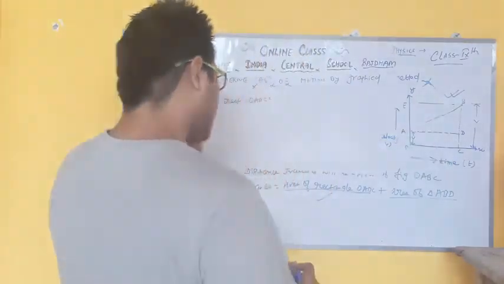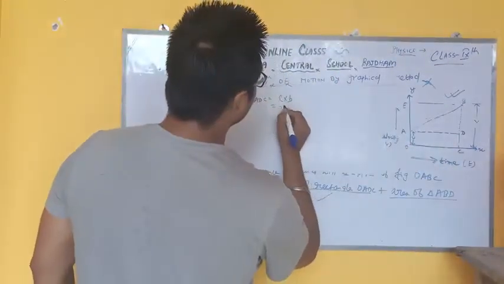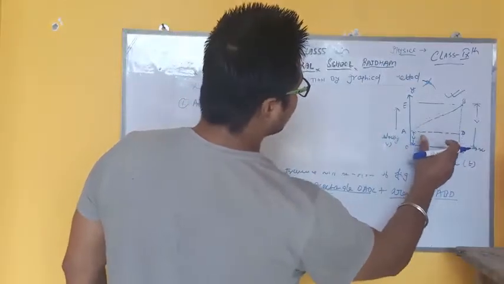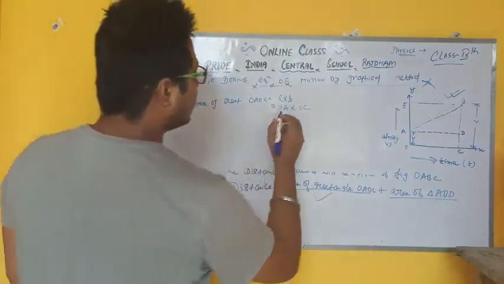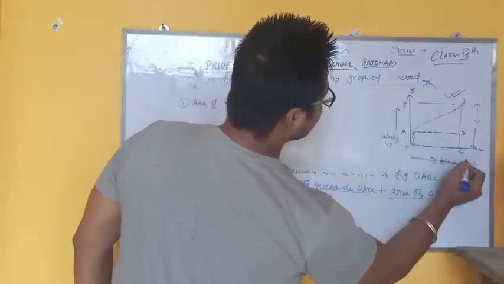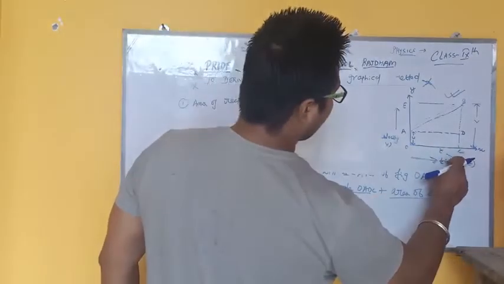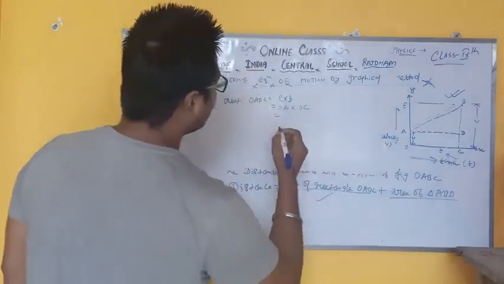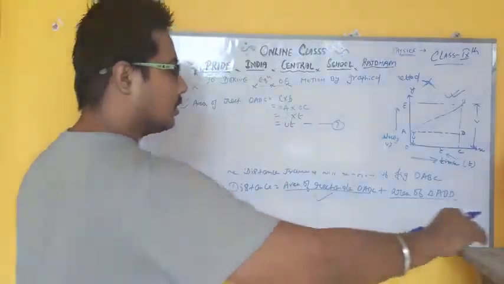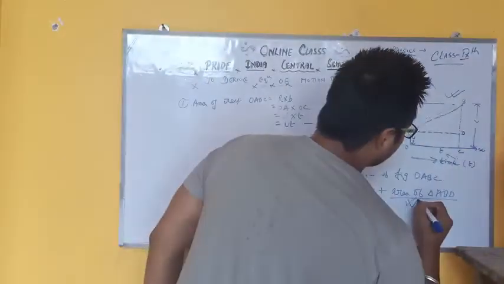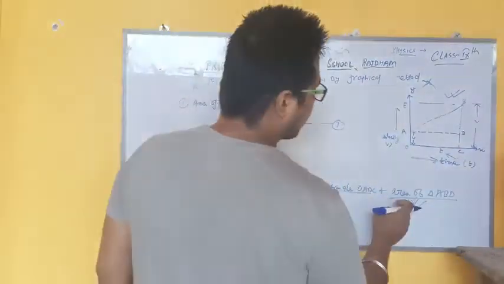What is the area of a rectangle? Length into breadth. OA into AD, which is equal to OC. OA is U, OC is T. You can see here, U into T. This implies UT. Now I have to find the area of triangle ABD.